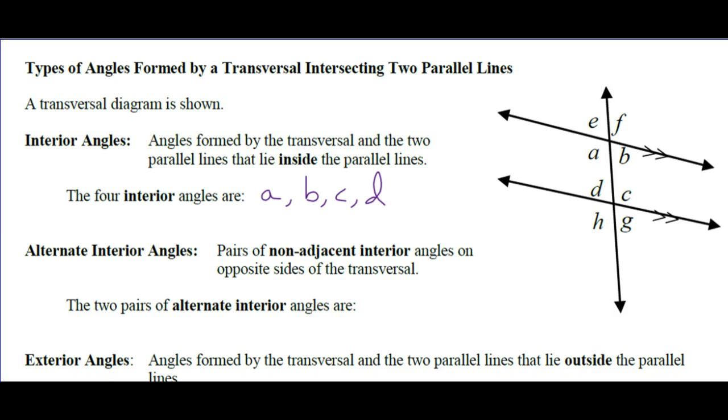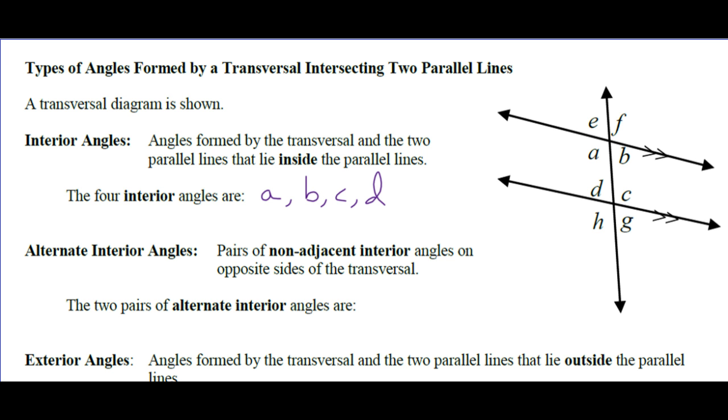What does non-adjacent mean? So what's adjacent mean? What does it mean? Beside, right? I'm now adjacent to, right? Beside. So adjacent are beside each other. So pairs of non-adjacent. See, A and B are adjacent. So they have to be non-adjacent angles on opposite sides of the transversal.